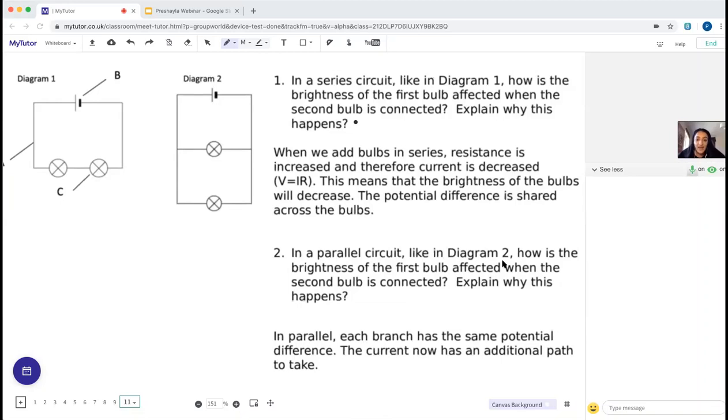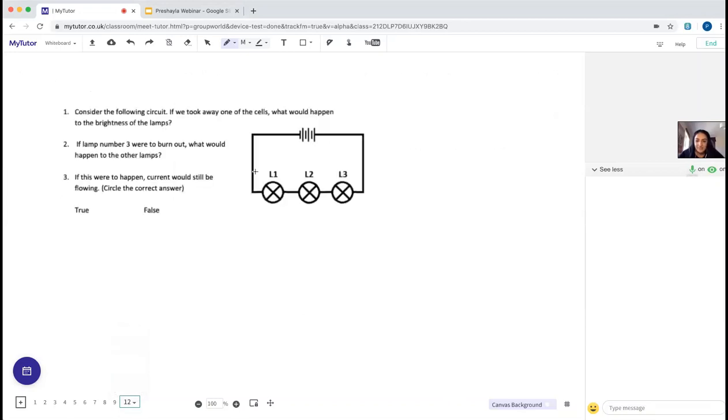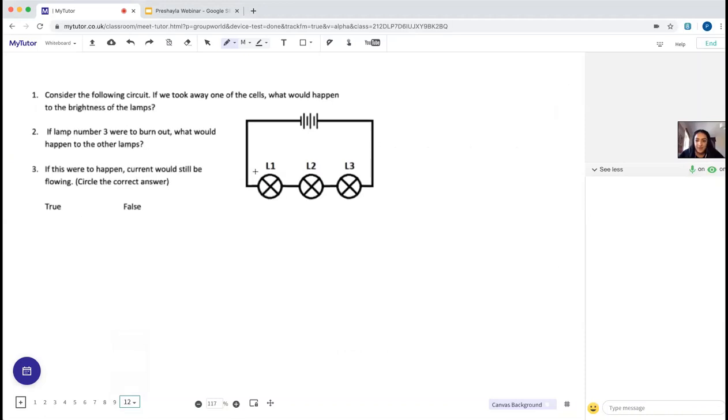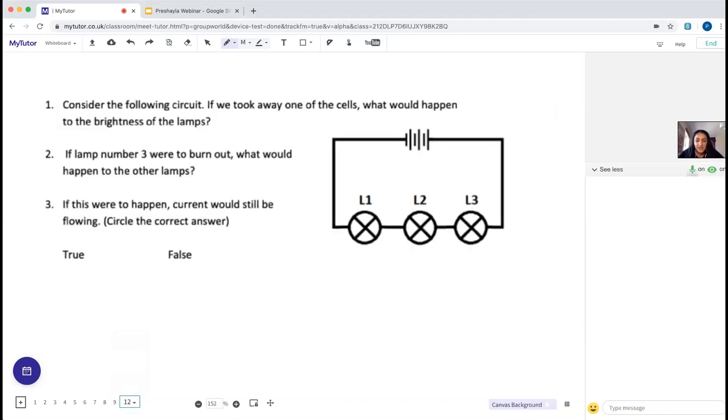But if you were to add in another bulb, then the brightness of the bulbs would still stay the same, because we have the same potential difference going through each bulb. So the first answer is that the bulbs will dim, and the second answer is that the bulbs will be the same brightness.